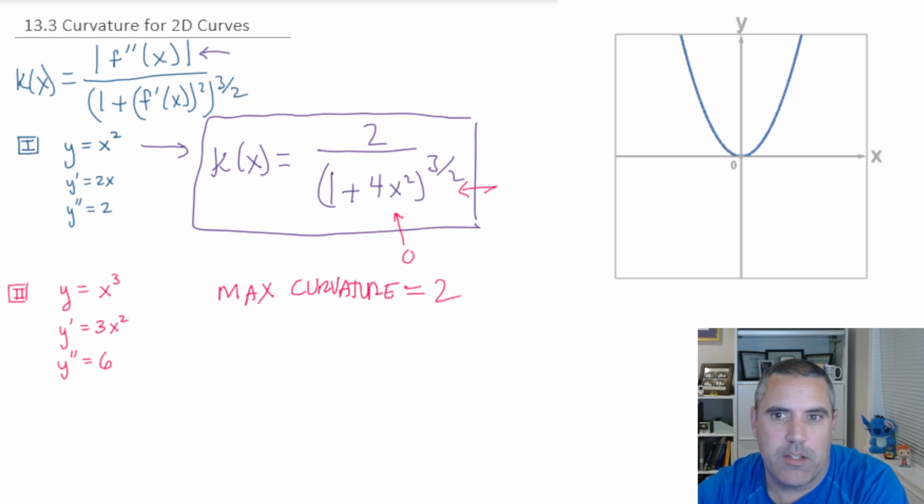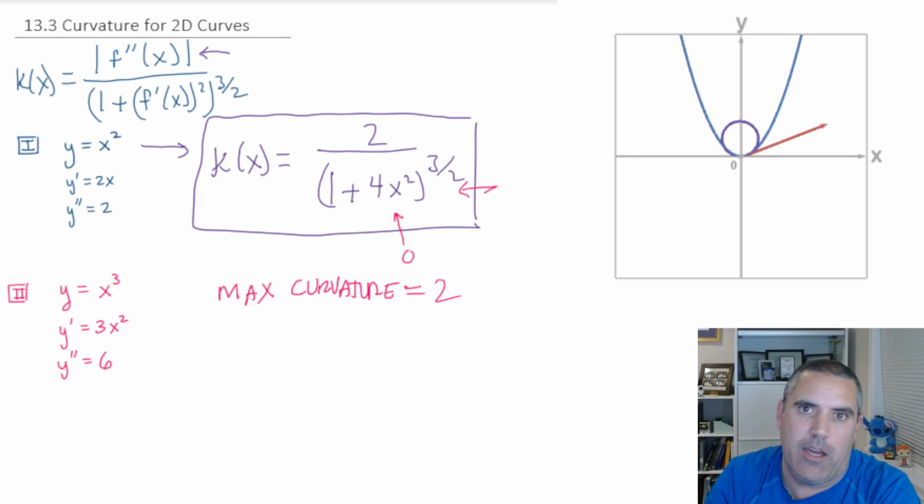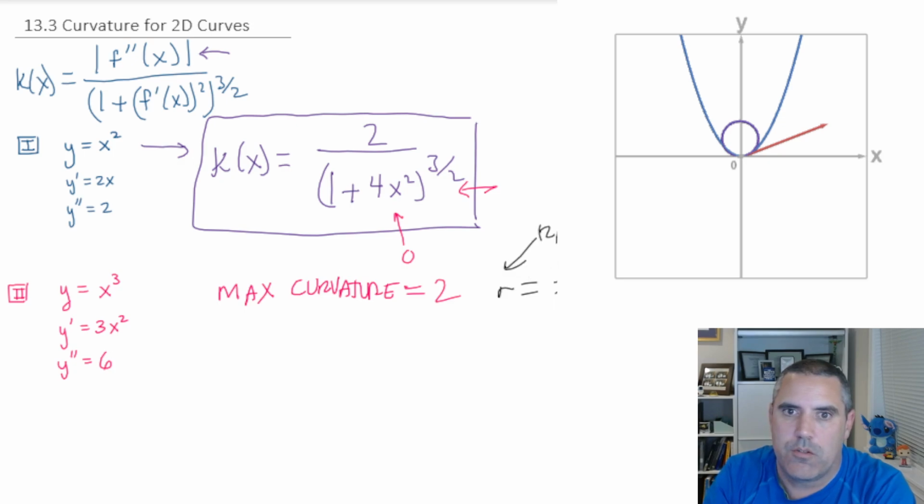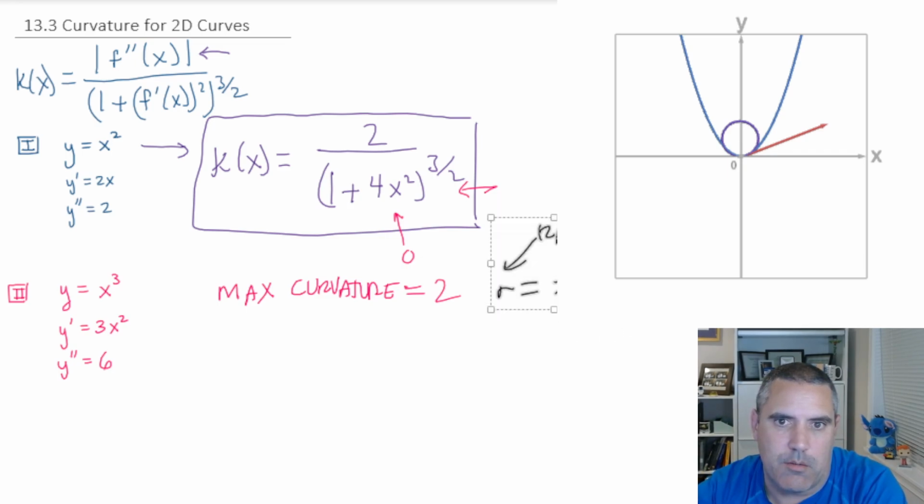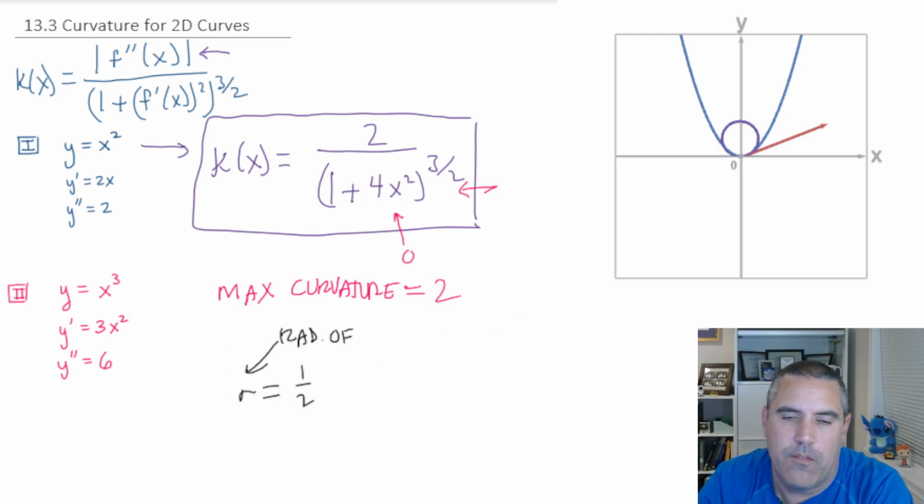In fact, if you fit a circle to the curve, the radius of this circle is actually not 2, it's a half. And I mentioned that, how the radius of curvature is 1/2. That's a circle that would fit right there. So there's our little study. That's not that interesting. You might have already figured that out.